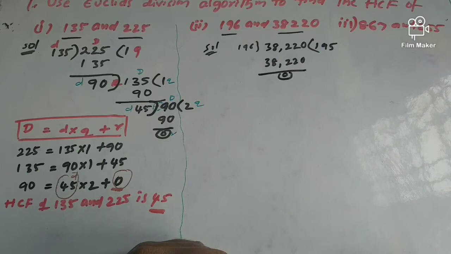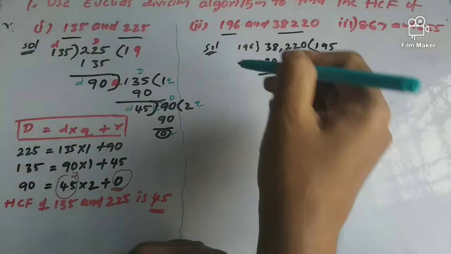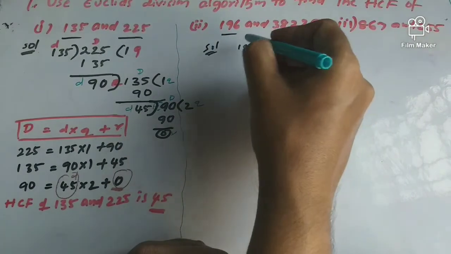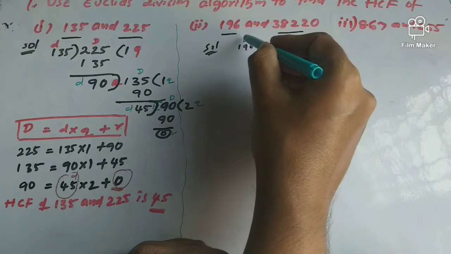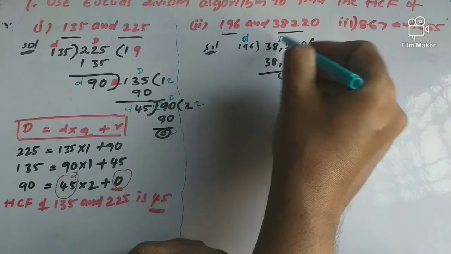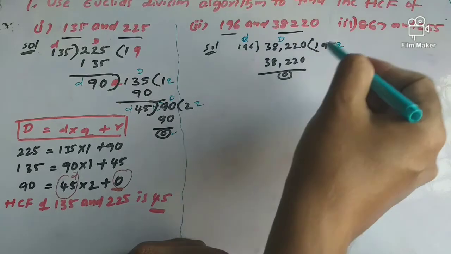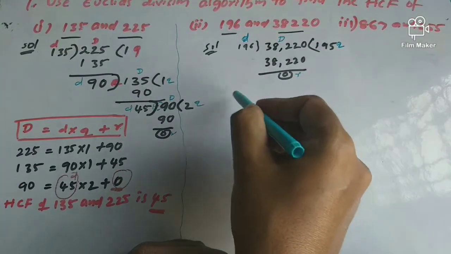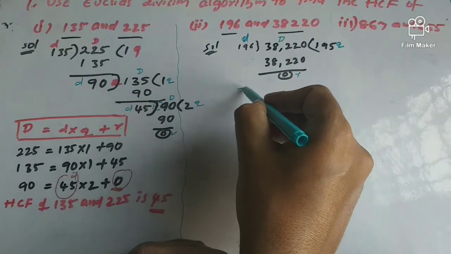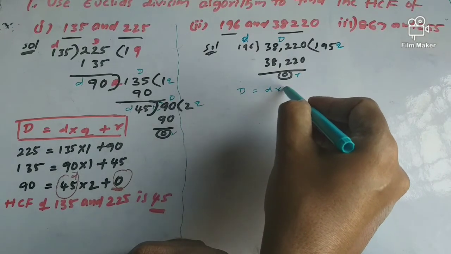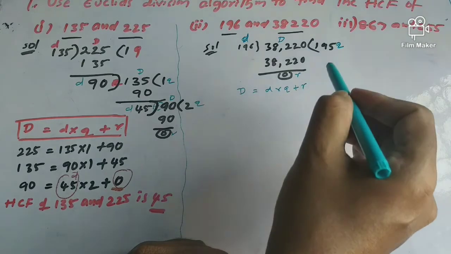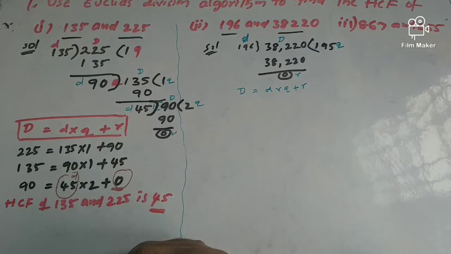Clear? So 0, no remainder. If there is a remainder, the division will continue. So in this case, this is the divisor, this is the dividend, this is the quotient, and the remainder. The division algorithm formula: dividend is equal to divisor into quotient plus remainder. Clear?